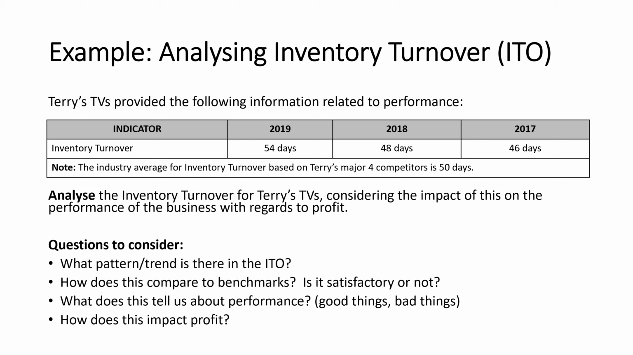So let's look at an example of how to analyse inventory turnover. We've got here the same indicator of inventory turnover, and we've got it for 3 years. So we've got 2019, 2018 and 2017. We also have an industry average. So we've actually got 2 different kinds of benchmarks here that we can use to compare our performance. We can compare against the industry average, and we can compare with different periods for the same business.